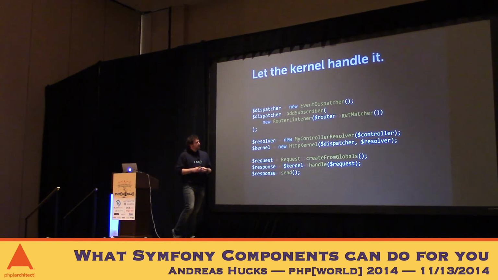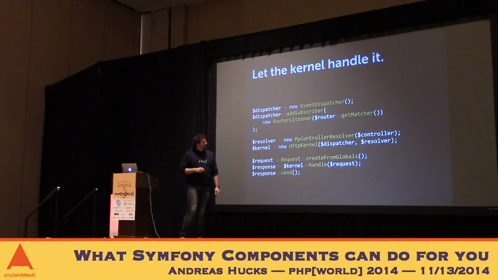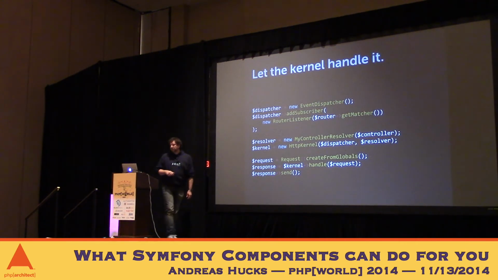And another thing is a controller resolver. This is the thing that encapsulates this kind of awkward callable logic that we had before, which is going to make this much cleaner. And then lastly, we create the kernel itself and hand over the dispatcher and the resolver. And after that, we have the very three lines that you might know from the Symfony 2 front controller. Again, we create the request from globals. We convert the request into a response by calling kernel handle, and then send the response to the client.